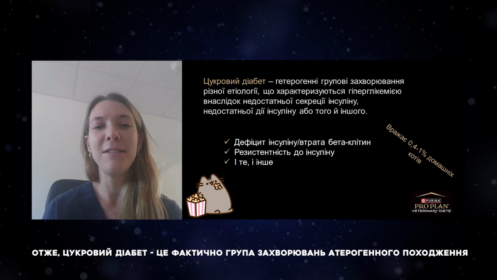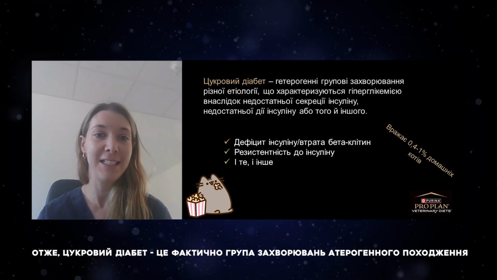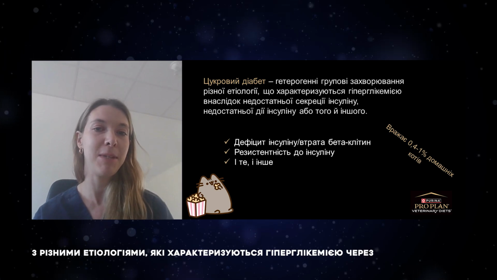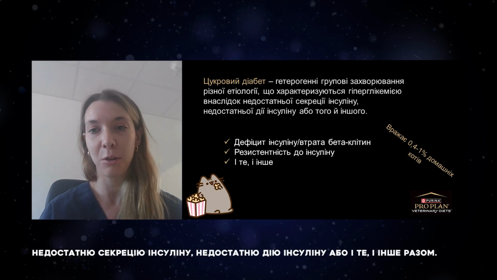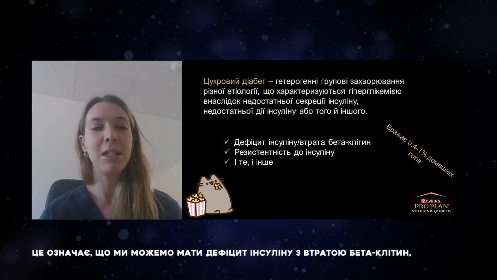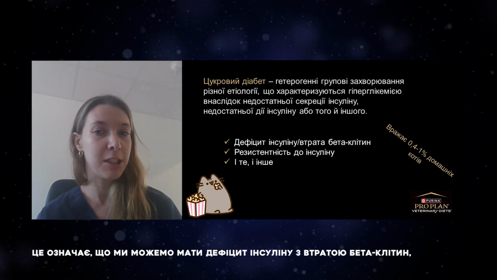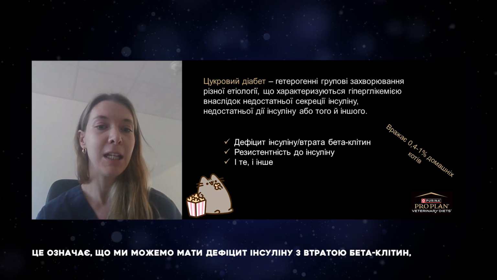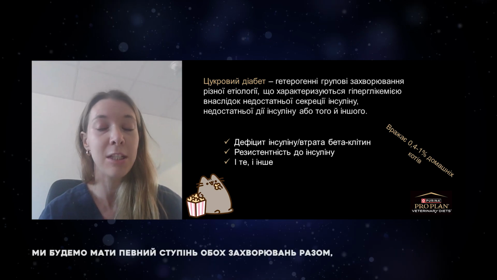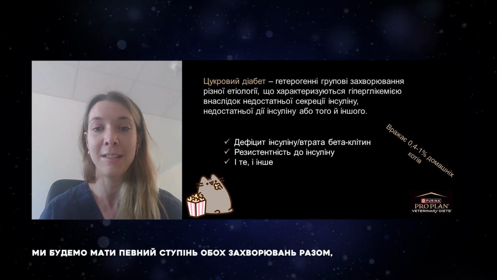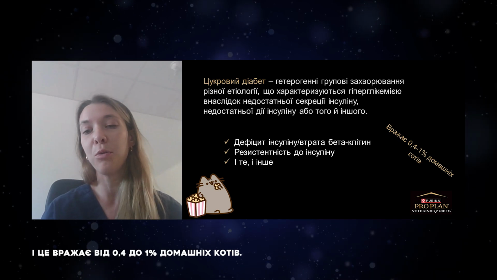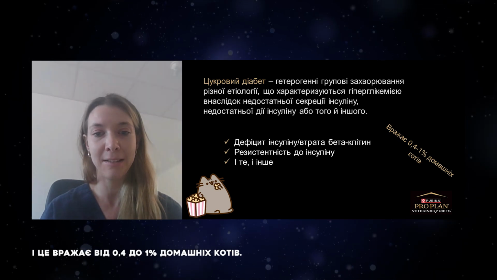So diabetes mellitus is actually a heterogeneous group of diseases with multiple etiologies, and it's characterized by hyperglycemia because of inadequate insulin secretion, inadequate insulin action, or both together. So that means that we can have insulin deficiency with beta cell loss, insulin resistance, but in most cases, especially in cats, we will actually have some degree of both diseases together. And it affects 0.4 to 1% of domestic cats.